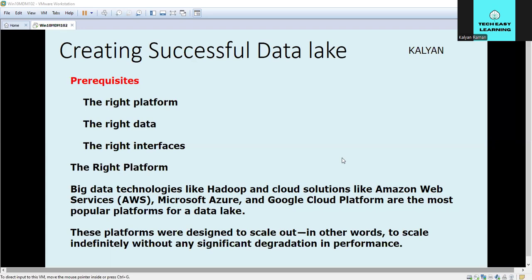The right platform. Big data technologies like Hadoop and cloud solutions like Amazon Web Services, Microsoft Azure, and Google Cloud Platform are the most popular platforms for the data lake. These platforms were designed to scale out. That means, in other words, to scale indefinitely without any significant degradation in performance. I think you know about scalability. That means we can increase and decrease the space without any hindrance.